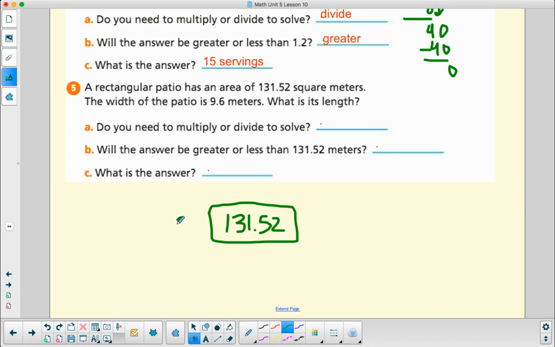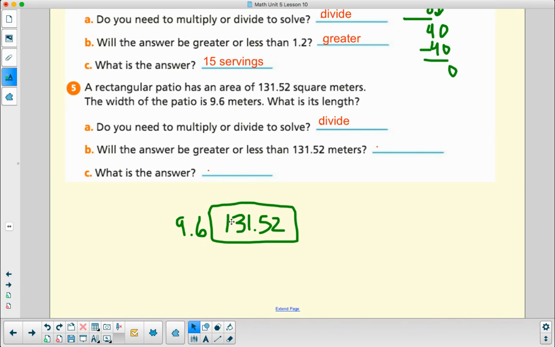The width is 9 6/10. Super easy. Multiply or divide. You got it. I have to divide because I know length multiplied by width equals area. So if I know the area, I'm going to divide it by the width to get the length. Will the answer be greater than or less than 131 and 52 hundredths meters?